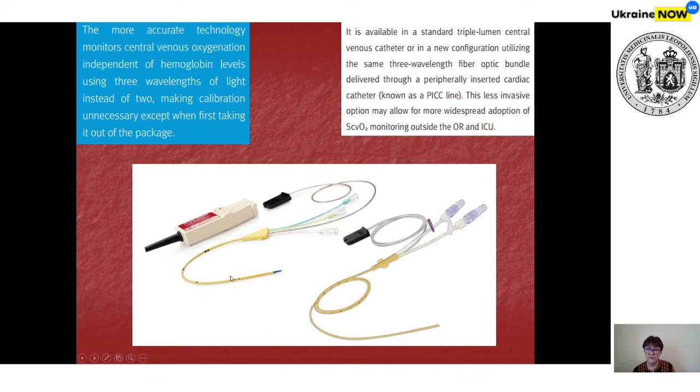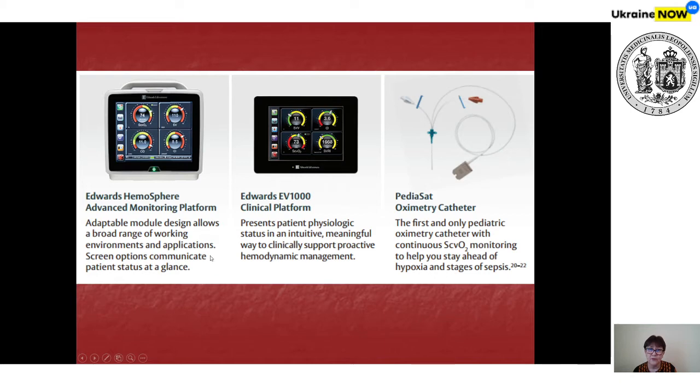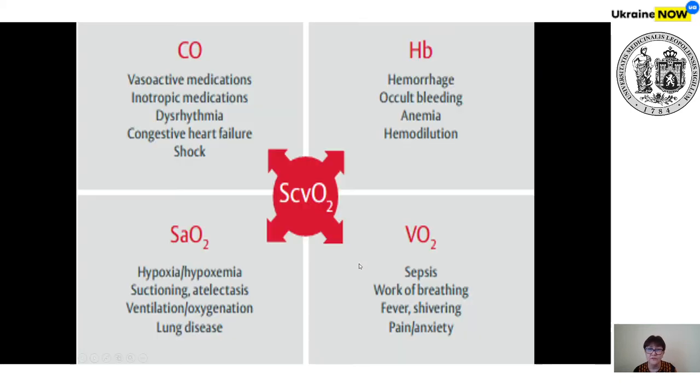Such catheters are used for online detecting of venous saturation. This short one is for the central vein and the long one for the pulmonary artery. This is another example. They must be connected to such monitors to have online monitoring of central venous saturation.